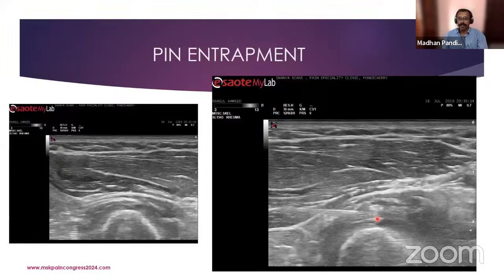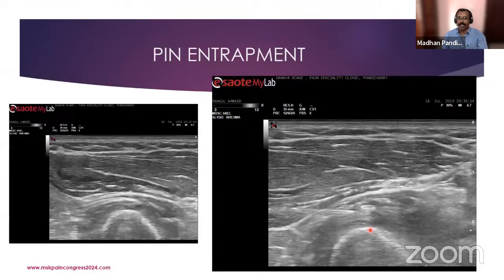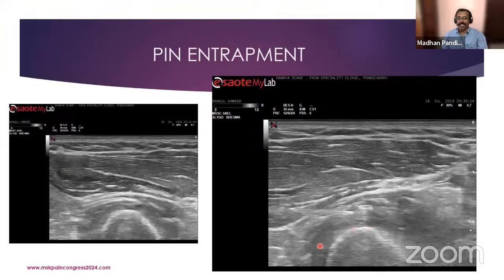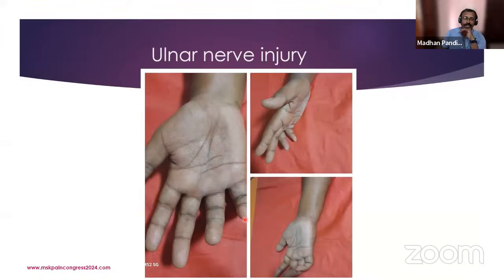Basically, in all these entrapments, you are basically doing a structural release of the nerve with 5% dextrose, or even steroids can be used. This is one important image where I think all of you could appreciate.